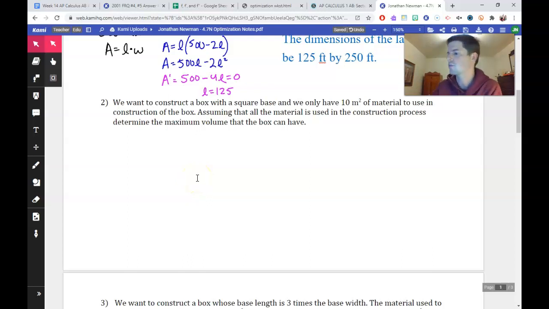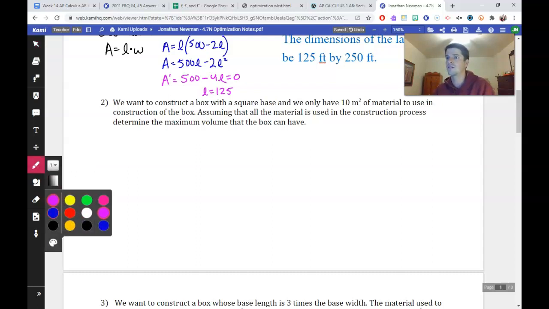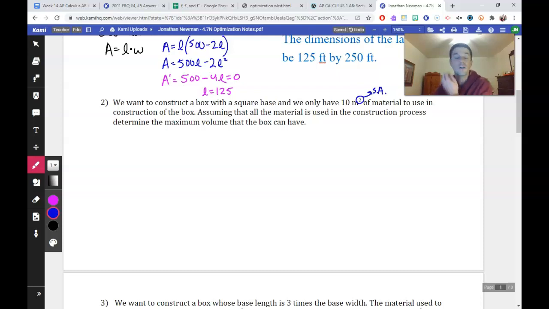We want to construct a box with a square base, and we only have 10 square meters of material. Now I'm going to mark this right here. You see the meters squared, you should see that and go, ah, that is surface area because it's squared. That's going to be area. So that's not telling us the volume, that's the surface area of material.